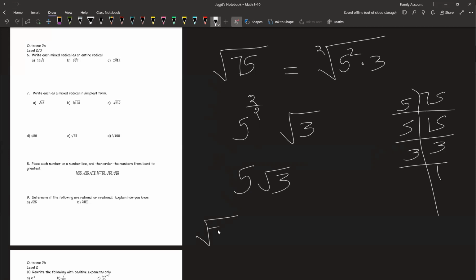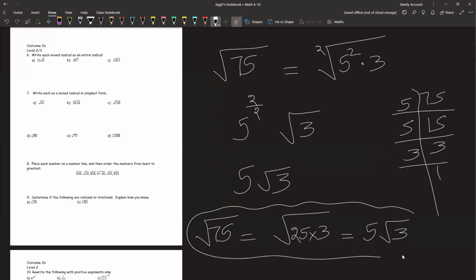Another way you could have recognized this question was by recognizing that 75 is just 25 times 3. And square root of 25 is 5. So that's 5 square root 3. So either approach is okay. This approach works well when the numbers are easy to break up. But sometimes the numbers are not going to be easy to break up. So then you have to use this method. Okay.